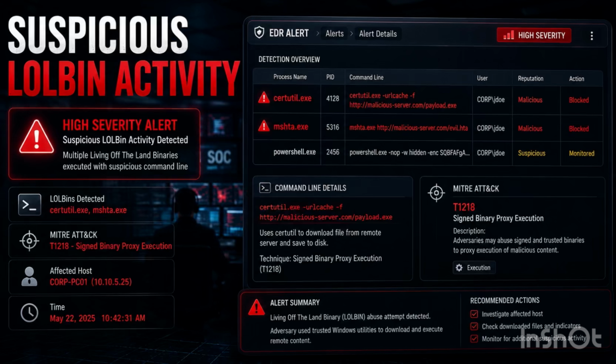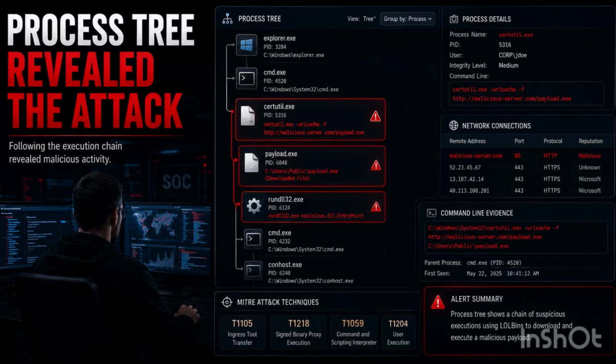Eventually, the EDR detected this suspicious behavior. The alert highlighted unusual command line activity involving certutil.exe and mshta.exe. MITRE ATT&CK techniques were automatically mapped based on the executions and the behavior. This was the first indication that something malicious was happening.